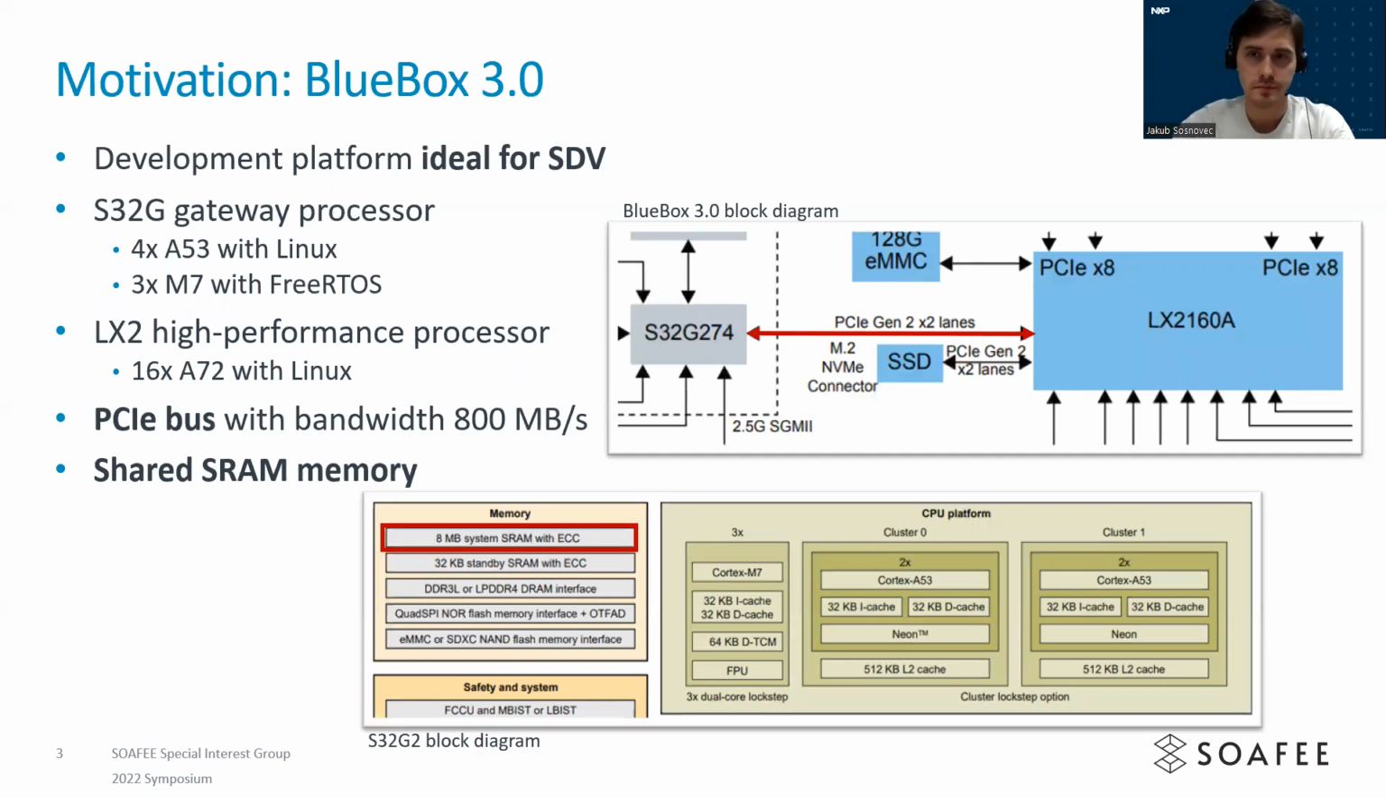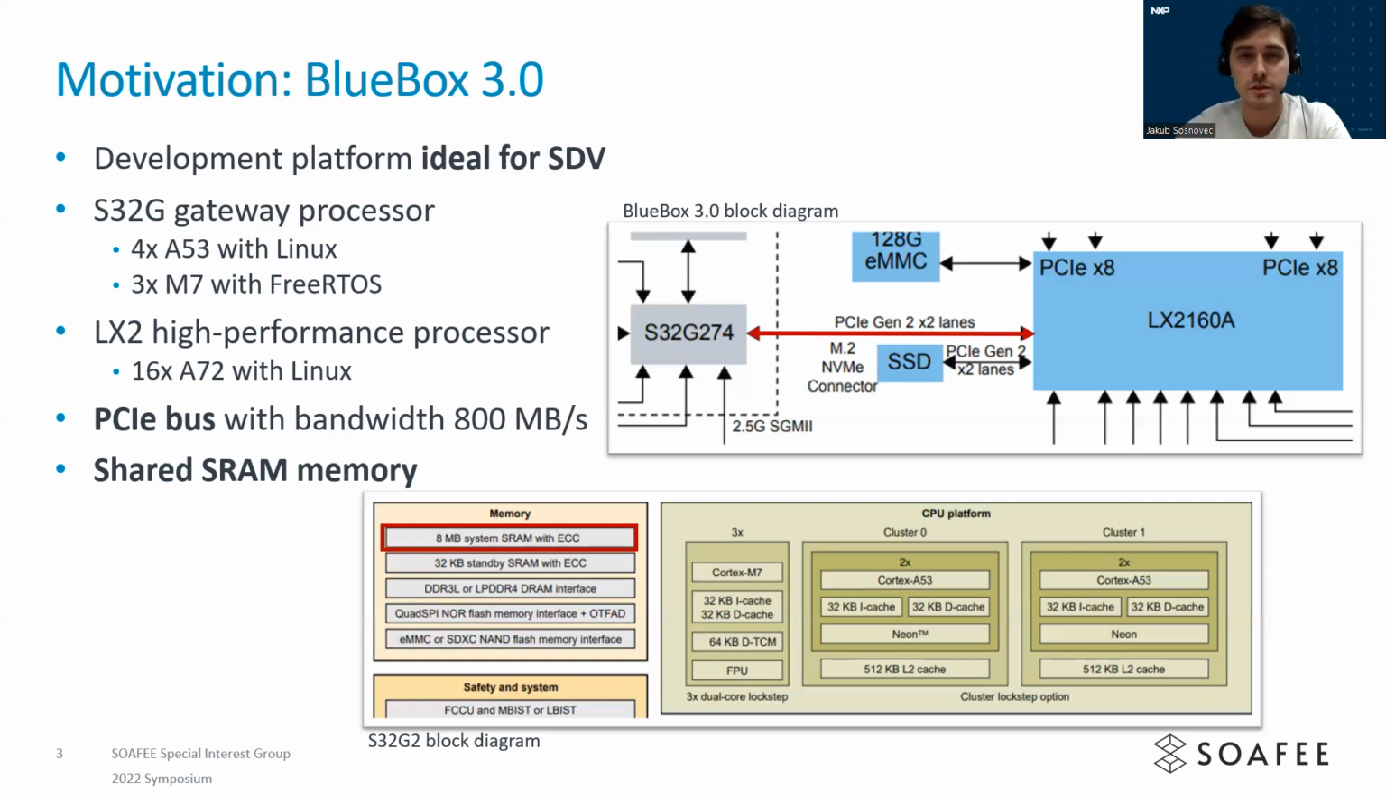So the BlueBox 3 platform is a development platform which I think is really ideal for software-defined vehicle experimentation, prototyping, and development. It incorporates two independent processors, the S32G gateway or networking processor and the Layerscape LX2 high-performance processor. On the right here is a part of the block diagram of BlueBox 3, and you can see the S32G on the left and the LX2 on the right. And it turns out there is a PCI Express bus connecting the application cores on these two processors.